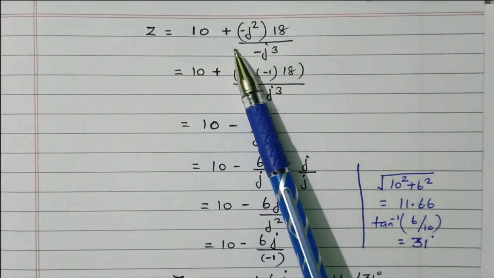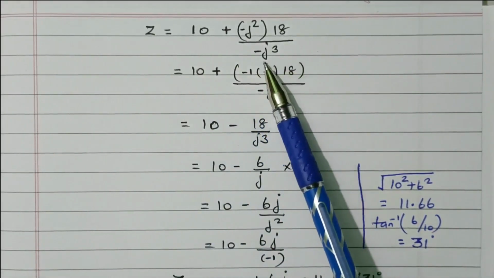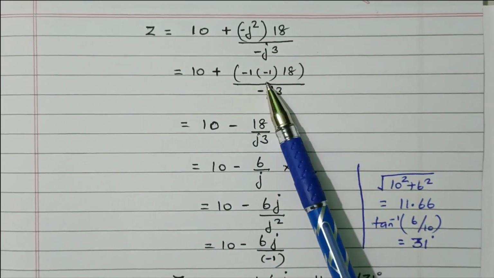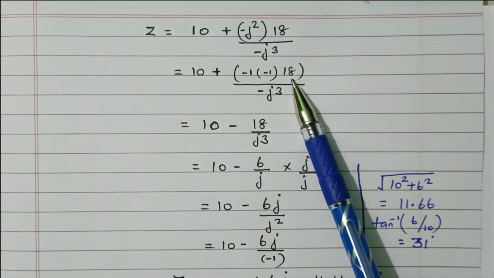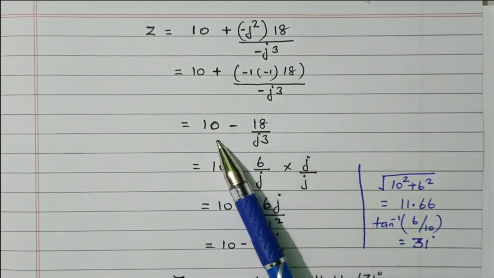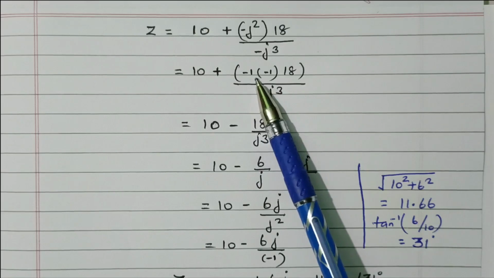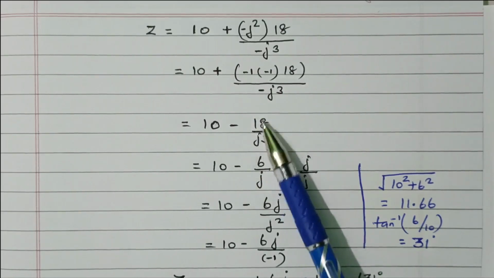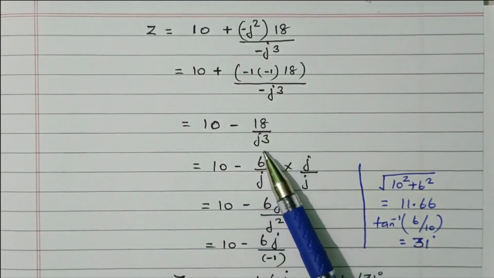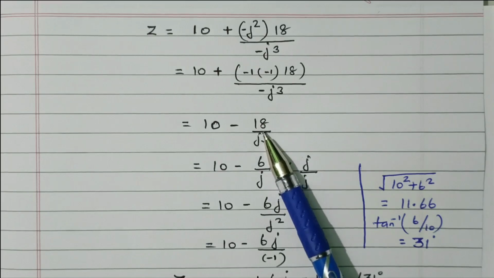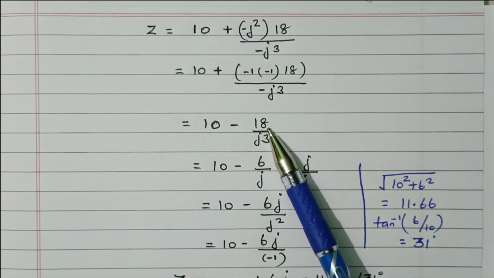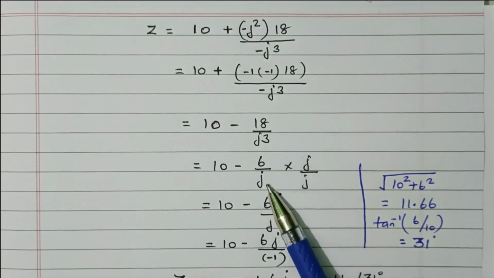So 10 plus j square minus j square into 18 divided by minus j3. After simplification we got, we know that j square value is minus 1, divided by 18 into 18 divided by j3. Right. So 10 minus, here minus of minus becomes plus. So 18 divided by j3. This minus, due to that we have negative. 10 minus 18 divided by j3. Right. So if I can simplify this, 18 by 3 is 6. So 6 divided by j.